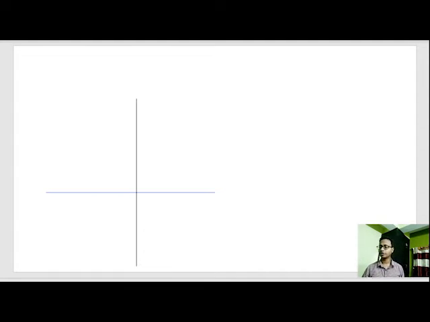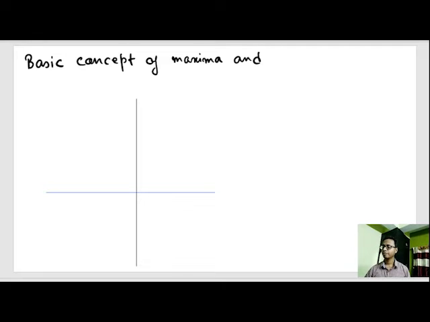So the basic concept of maxima and minima. The name of our mathematical topic is basic concept of maxima and minima in graphs. This is the name of our topic.